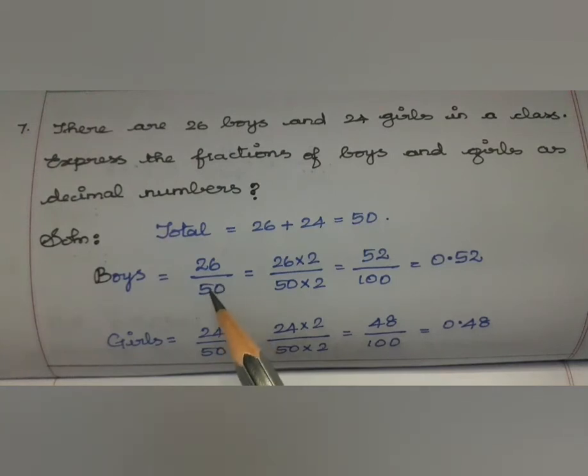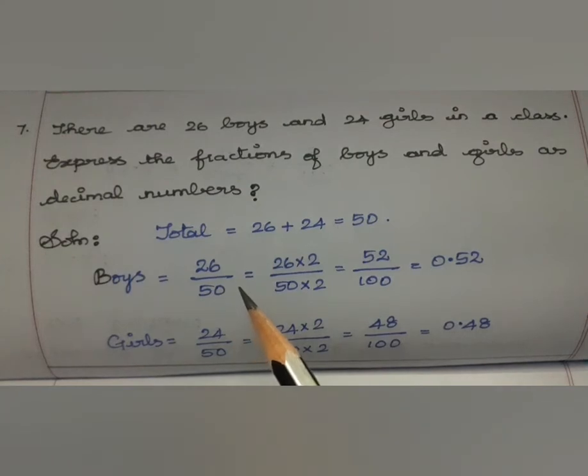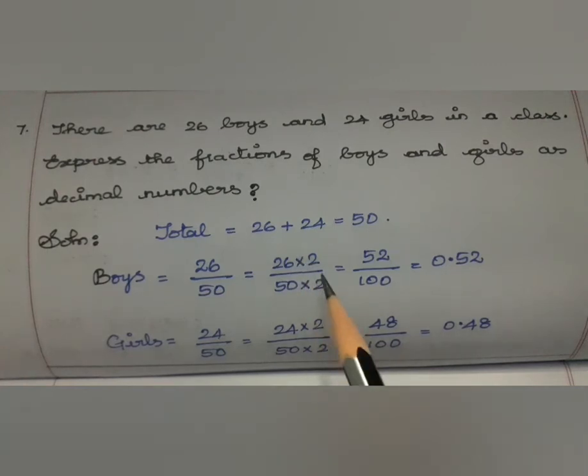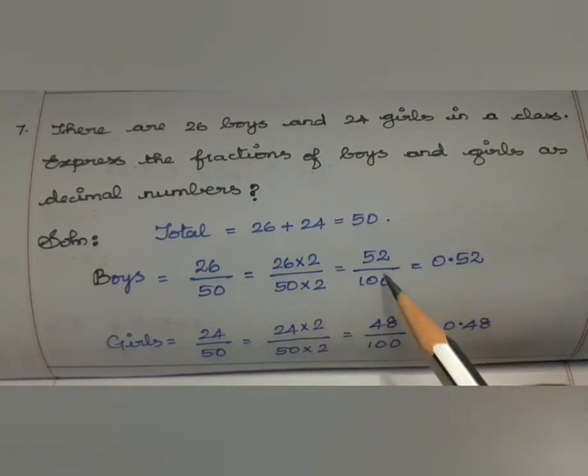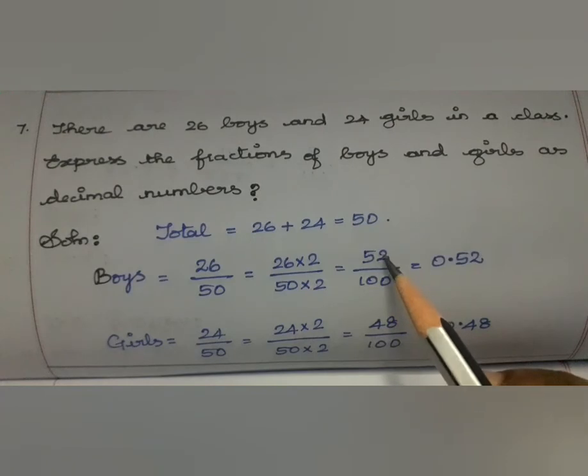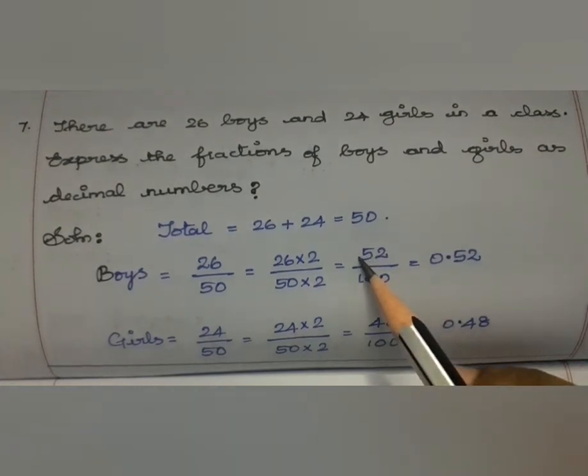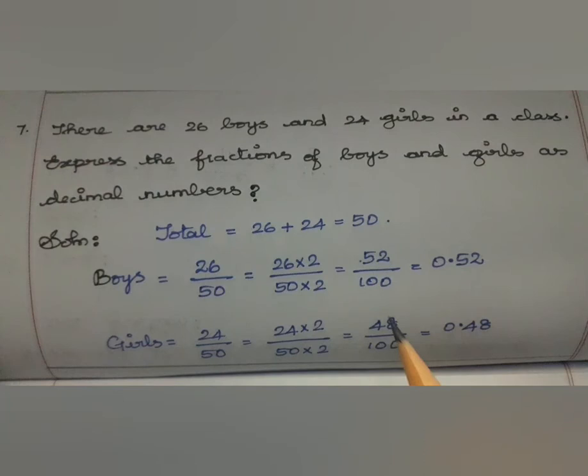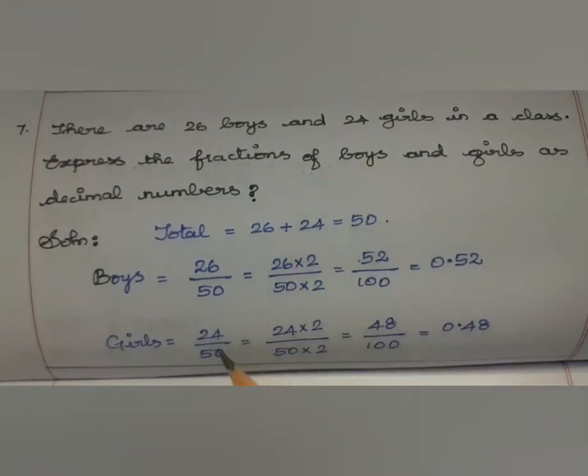So when you have to change it to a decimal number, make the denominator the nearest 10 or 100 or 1000. Next to 50, 100 is there. So 50 into 2, the same way multiply the numerator also with 2. So 26 into 2 will give you 52, 50 into 2 will give you 100. So 2 zeros, move the point 2 places before. So 0.52. Girls. The number of girls is 24 and the total number of students is 50.